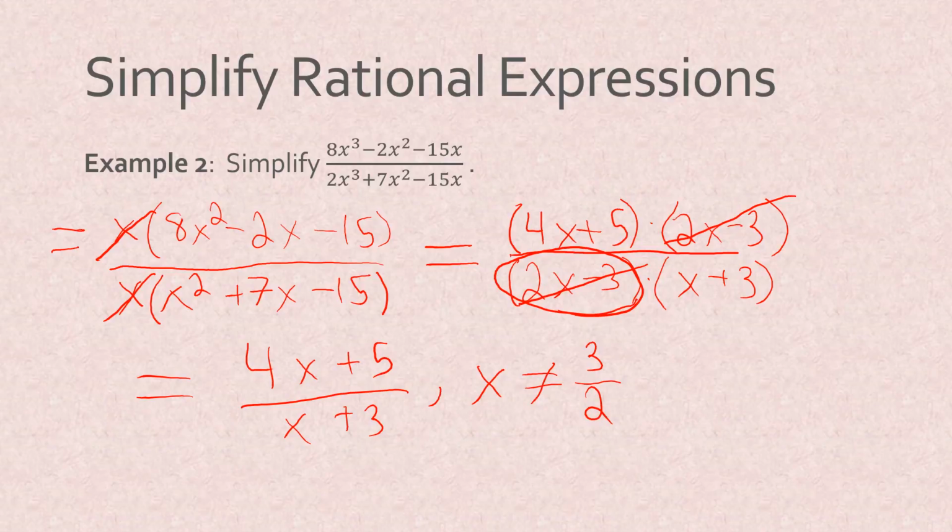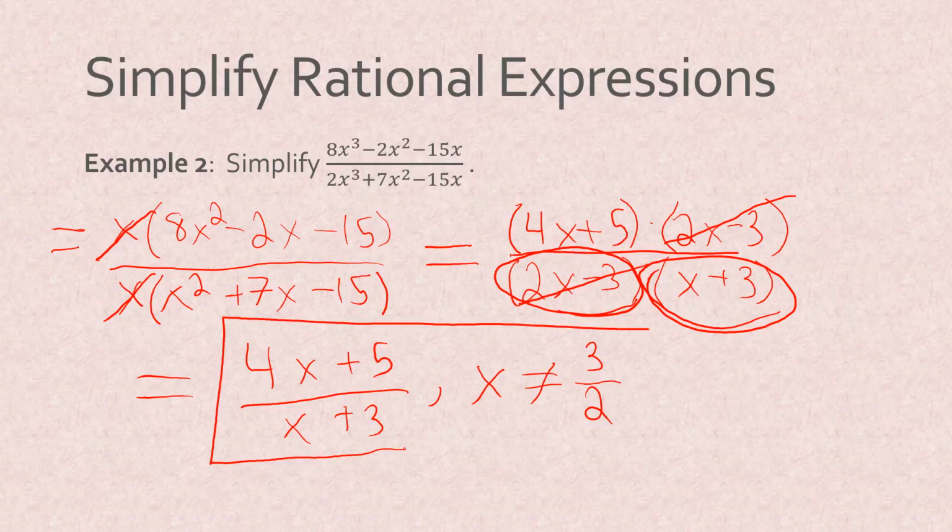There's no need to say that x cannot equal negative 3 from this factor because that factor is still present in the final answer. And that expression there, 4x plus 5 over x plus 3, where x cannot equal 3/2, is our final answer.